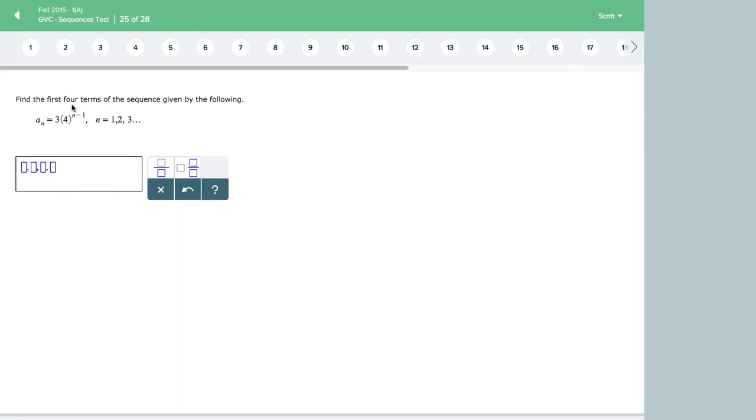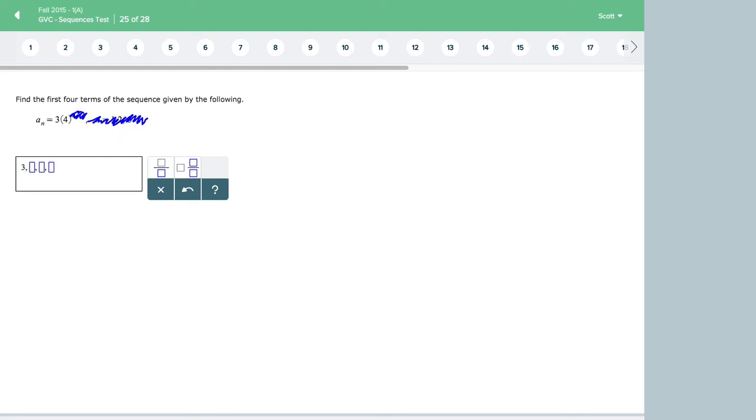25. Find the first 4 terms. Okay, now we see right away that we're looking at multiplication. 3 times 4. Now we've got all of these that we can plug in one at a time and do the work. However, I don't think we need those. I don't think it's necessary. And I don't think we need this. What is our first number? Our first number is always that first one right there. So that would be 3.